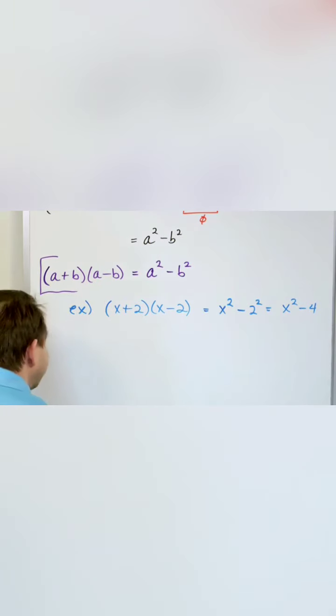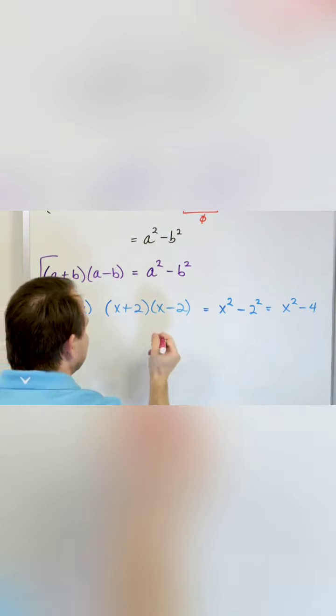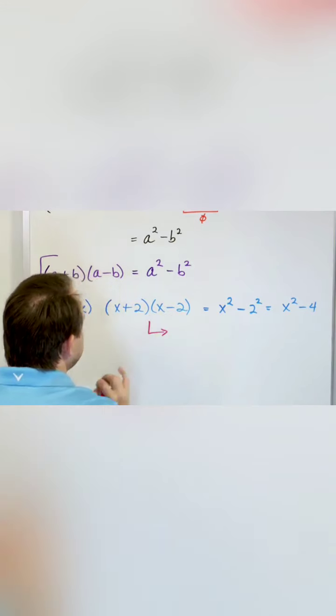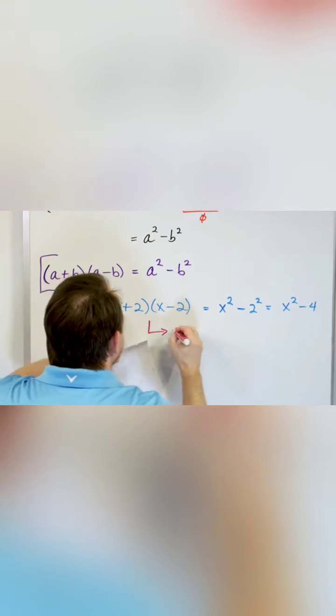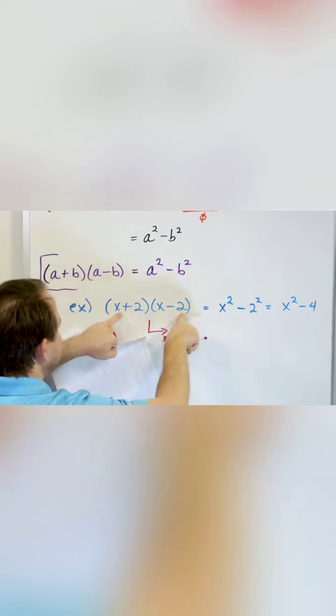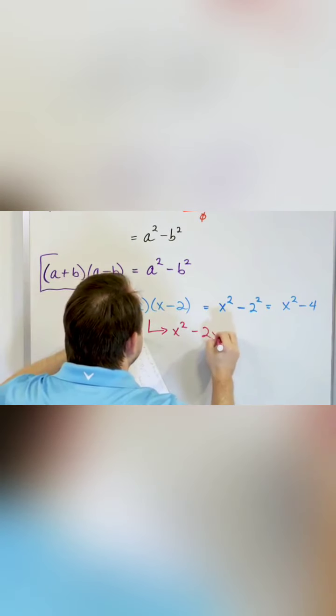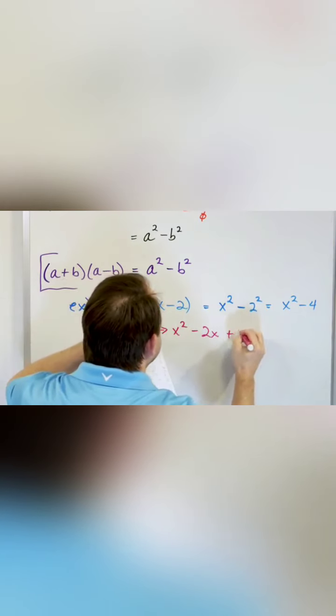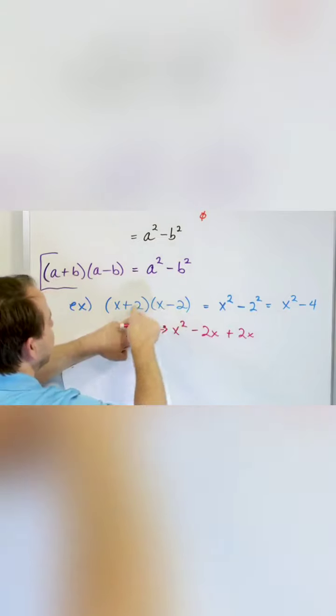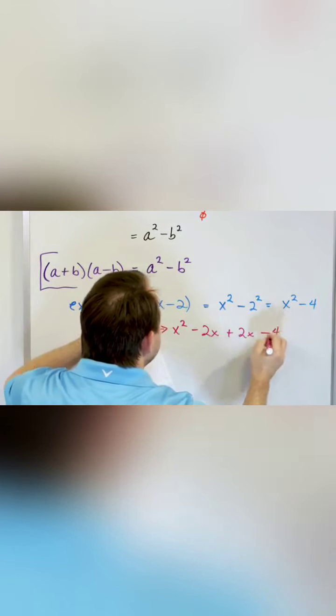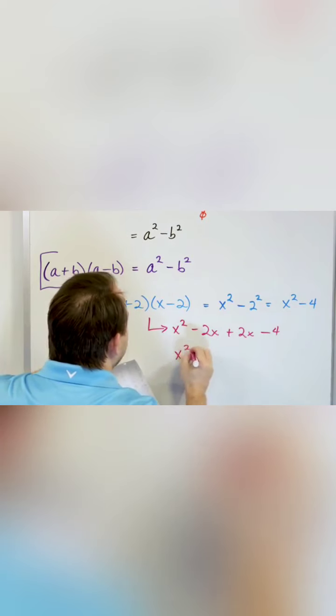Now, if you were going to do it the long way, which is absolutely fine if you forget this, then the way you do it is you take the first terms, you make it x squared, the outside terms, negative 2x, the inside terms, positive 2x, and the last terms, negative 4. So you can see right away you're going to get x squared minus 4.